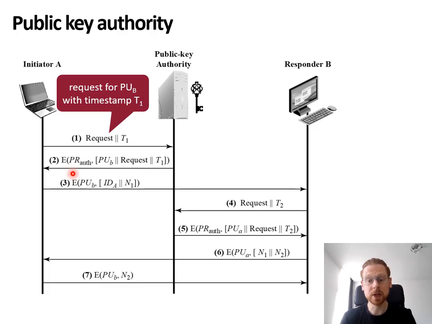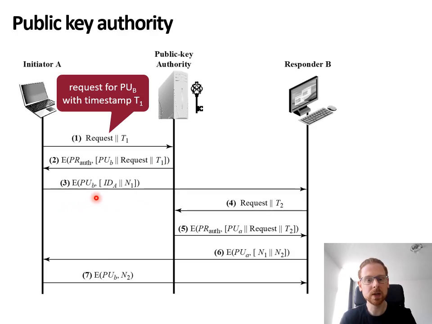Anyone with the public key of the authority will be able to decrypt this message, but that's not a problem because it serves the goal of authentication. When A decrypts it, it knows that the message originated from the public key authority. And the message contains the authenticated key, public key of B, as well as the original request to ensure it was not tampered with while being transmitted, and the timestamp to ensure this is not a replay attack.